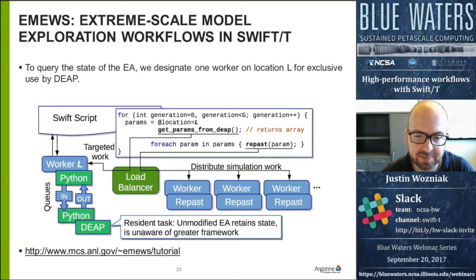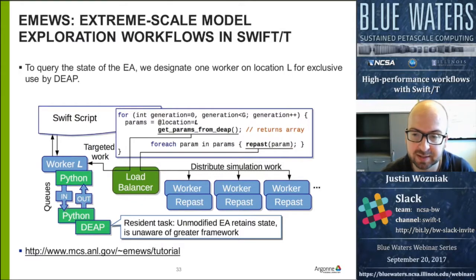But some of the key features of this are that you're essentially using Swift to distribute work, but you're using some existing library to do a lot of the actual control. So you're delegating control from Swift into some other library that's going to generate these parameters for you.